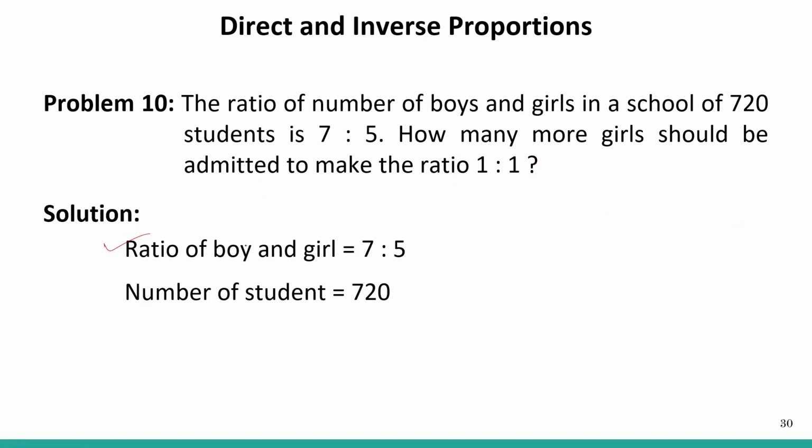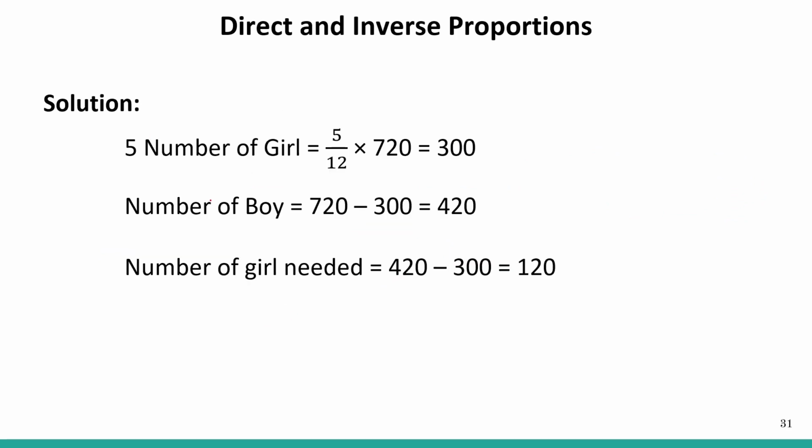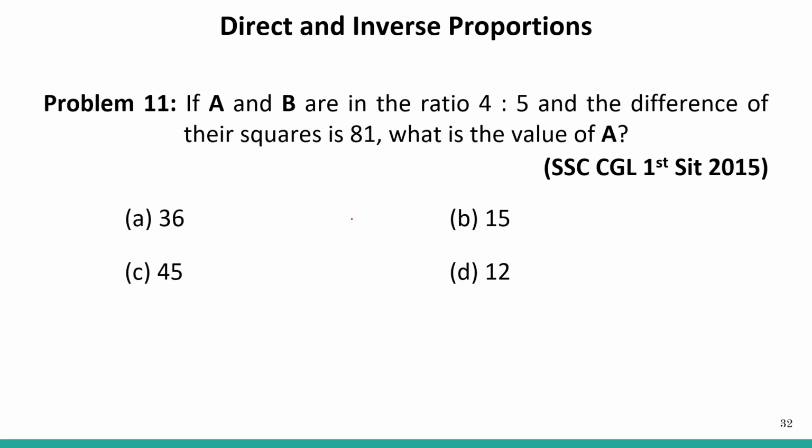So ratio of boy and girl is 7:5, right? So number of students will be 720. So number of girls is equal to 5 by 12 into 720, that is equal to 300. So number of boys is equal to 720 minus 300, is equal to 420, right? So the number of girls needed is 420 minus 300, is equal to 120.